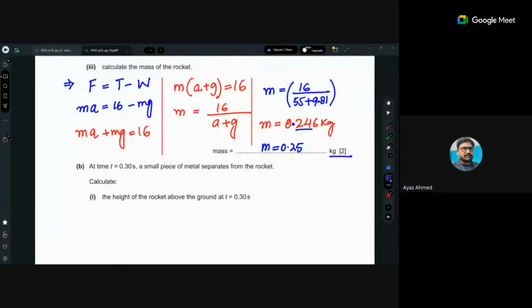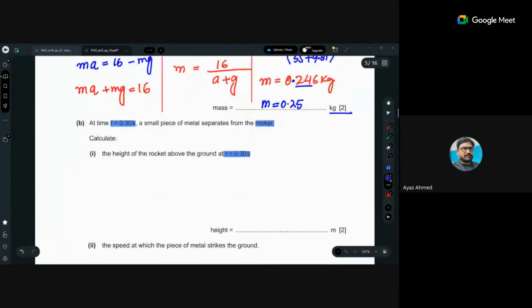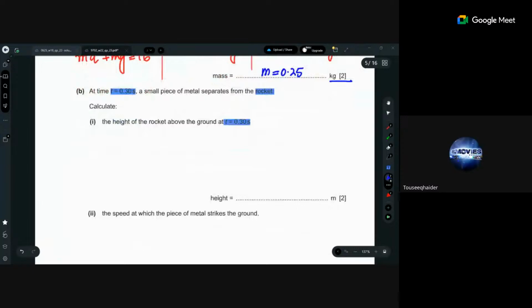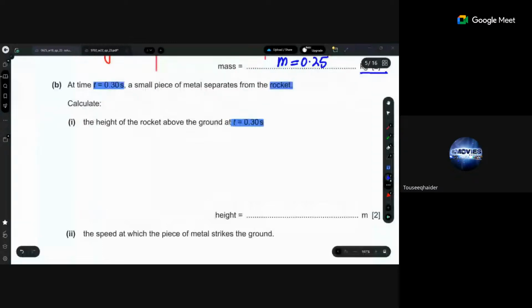अच्छा, ओके, तो next तौसीक, at time t is equal to 0.30 second, a small piece of the metal separates from the rocket, ठीक है, वो वहां से निकल गया. Calculate the height of the rocket above the ground at time t is equal to 0.3 seconds, ठीक है. अब आप देखो, हमारे पास उसने ये बोला हुआ है कि at time t is equal to 0, सॉरी, S is equal to ut plus half at square.